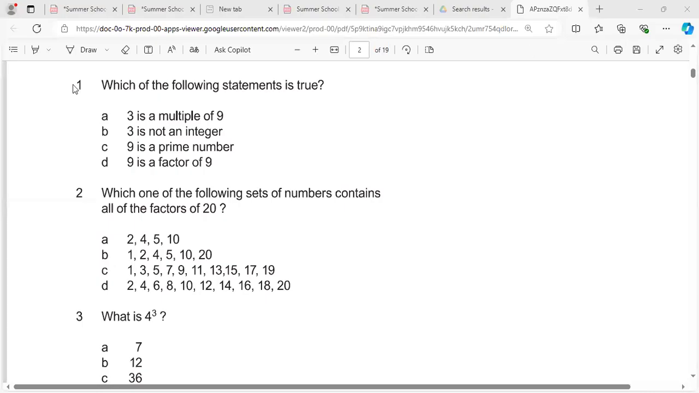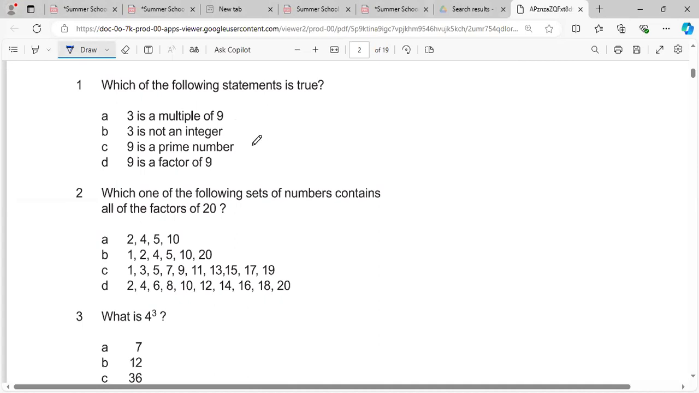Alright, this one says, which of the following statements is true? A, 3 is a multiple of 9. Well, 3 is not a multiple of 9, right? 9 is a multiple of 3. C, 3 is not an integer. 3 is actually an integer.